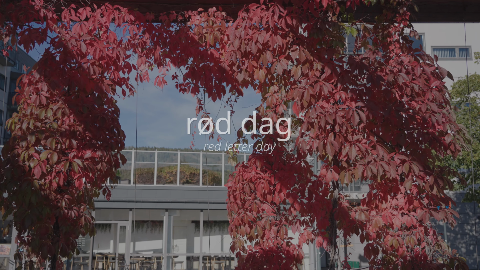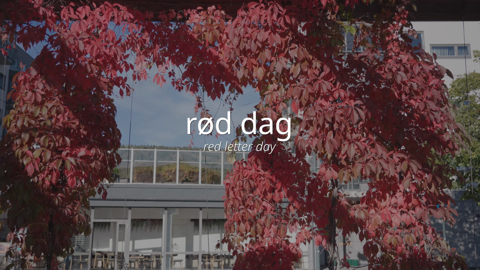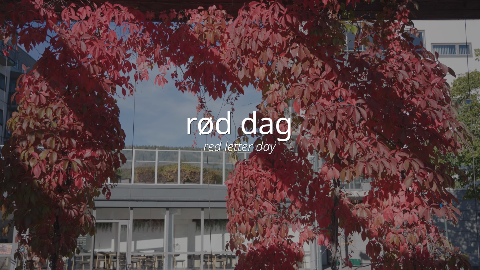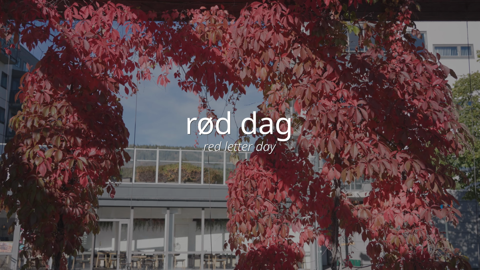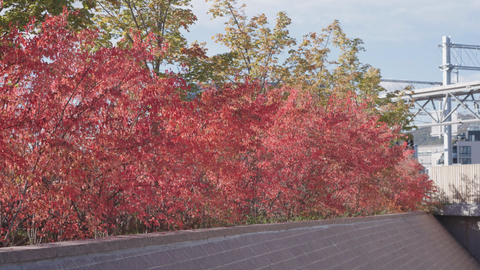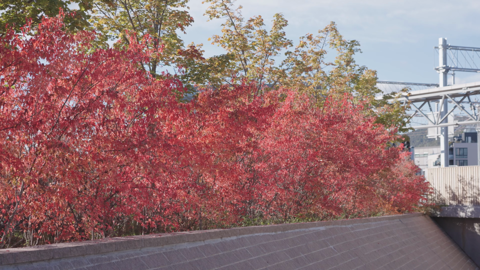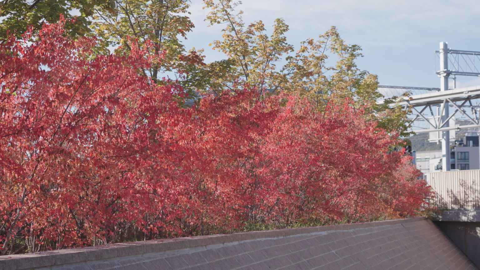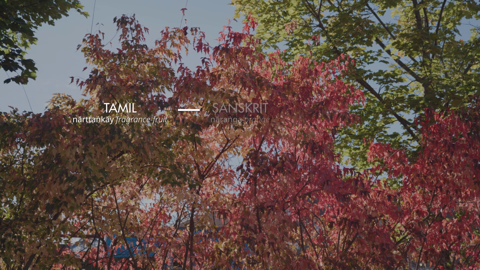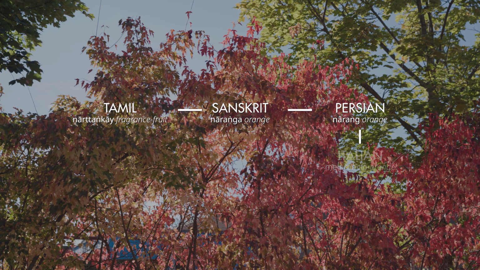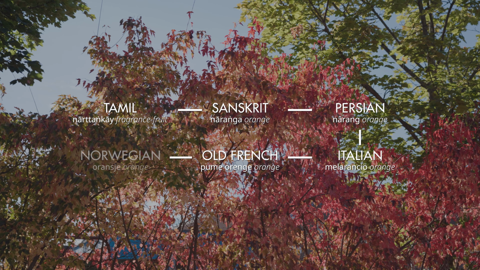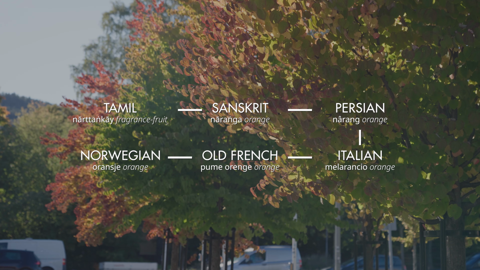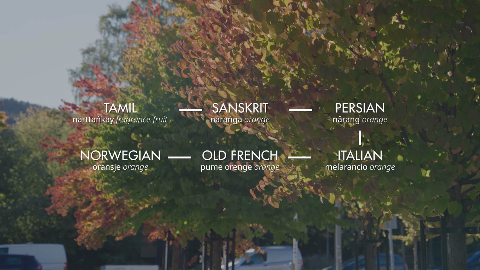In Norwegian, a rød dag, or red letter day, is a public holiday, which is a tradition from antiquity when holy days on a calendar were actually written in red. If you've ever wondered whether the colour orange or the fruit orange came first, you're about to find out. Orange is a word that originates in India. It was originally a South Indian compound word meaning fragrance fruit, which entered Sanskrit, Persian, Italian, and Old French before shortening to orange and entering Norwegian.